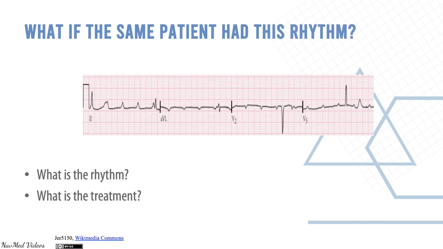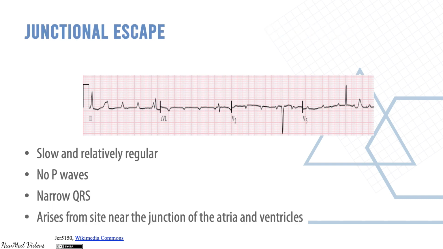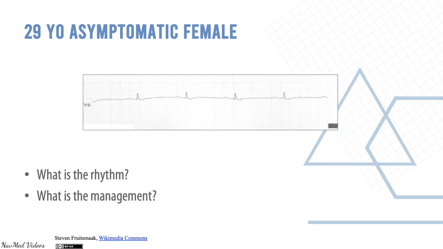Okay, so the same patient had this rhythm. What's the rhythm? What's the treatment? This is a junctional escape, slow and relatively regular, no P waves, narrow QRS. It basically arises near the junction of the atria and the ventricles. Okay, so it's a junctional escape. Very, very important ECG, not a common ECG that you'll see in the emergency department, but if you know about it, you'll love it.